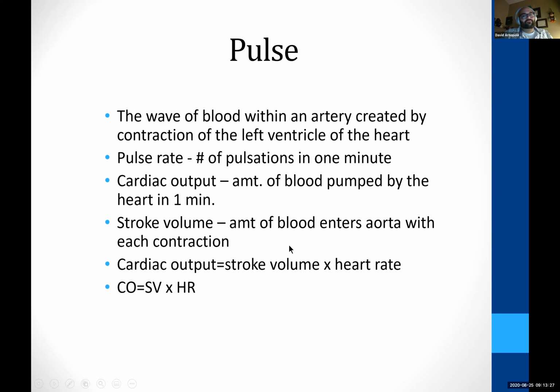Pulse, okay? This is a definition slide. Understand what a pulse is: the waves of blood within an artery created by contraction of the left ventricle of the heart. This is measuring how many times your heart is pumping. The bottom two areas here, cardiac output and stroke volume, are going to be important for you to know when you get into cardiac in your second year. Very important, but don't try to delve into that right now. This is more of an introduction. Understand the pulse is how many times your heart is pumping. How many times is it supposed to pump per minute?